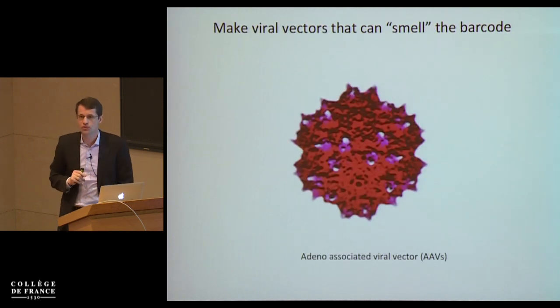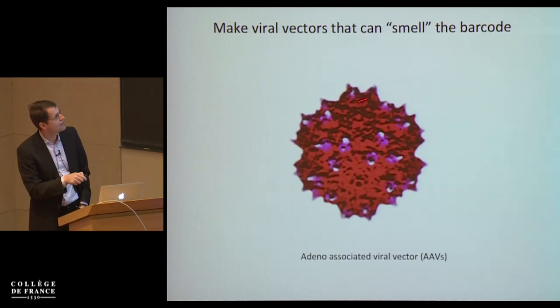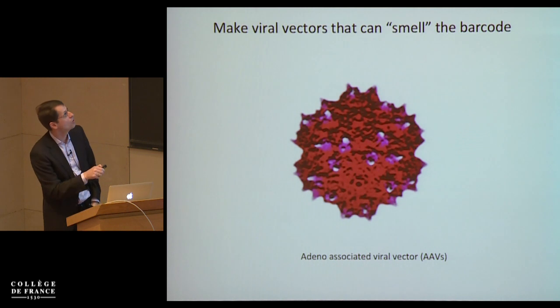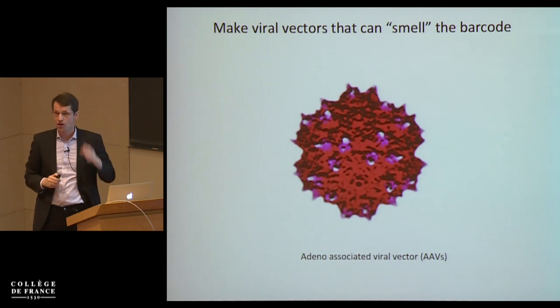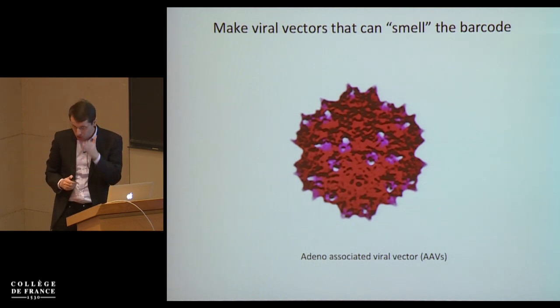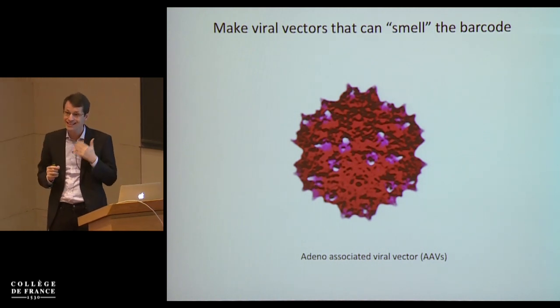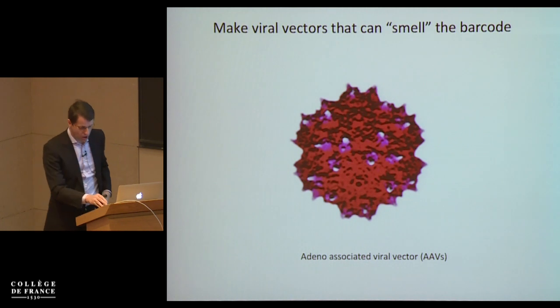And the second option is to go through these little viruses that were introduced by José, these adeno-associated viral vectors, and engineer them to somehow smell the barcode. That's the game: you know the barcode in the cell, and you would like to create viruses that smell the barcode. So how do we do that?